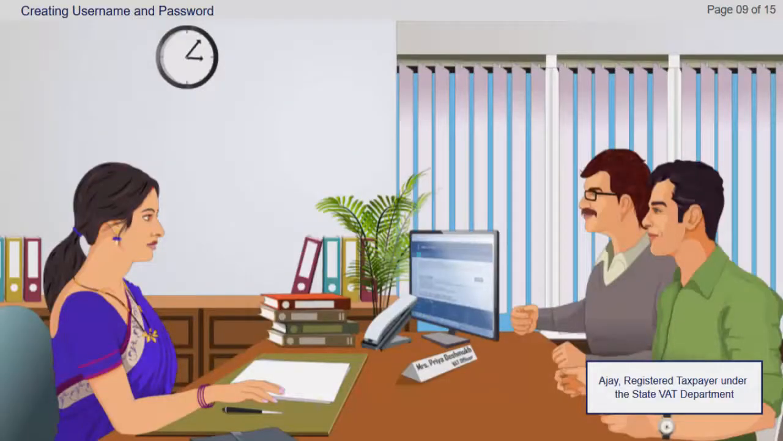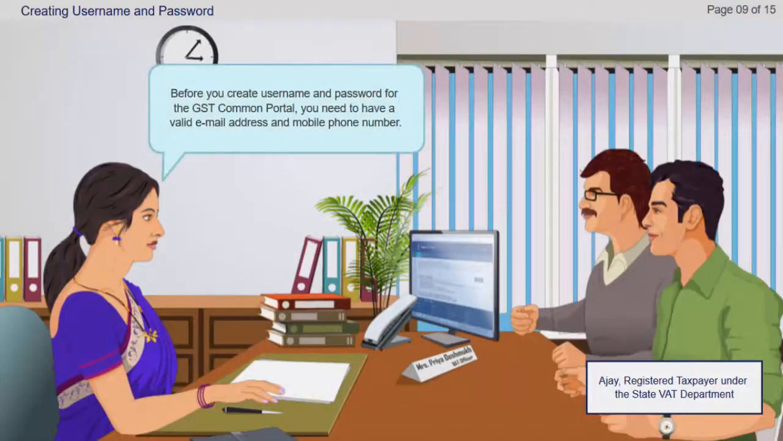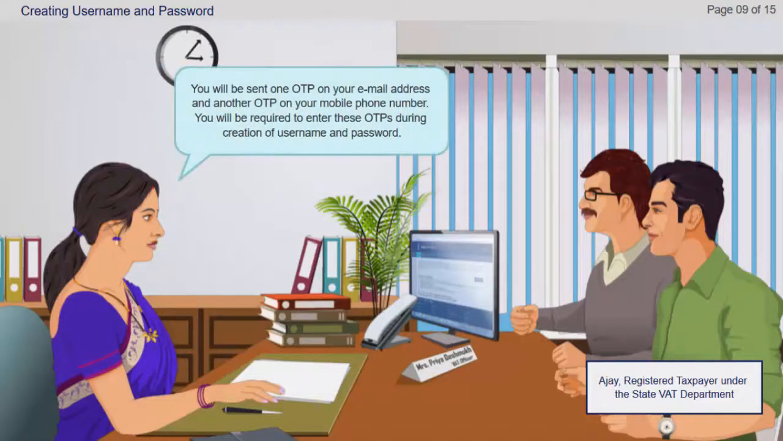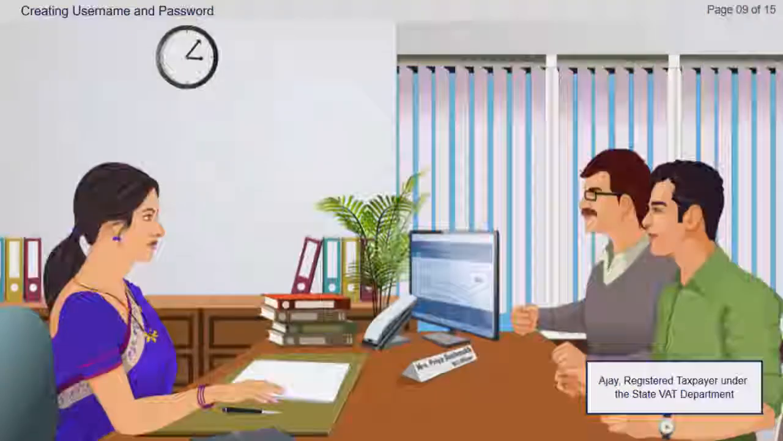The process for enrollment: before you create username and password for the GST Common Portal, you need to have a valid email address and mobile phone number. You will be sent a one-time password (OTP) on your email address and another OTP on your mobile phone number. You will be required to enter these OTPs during creation of username and password.